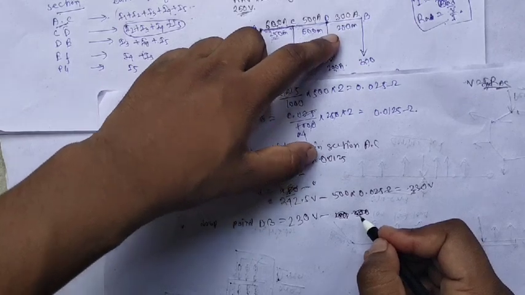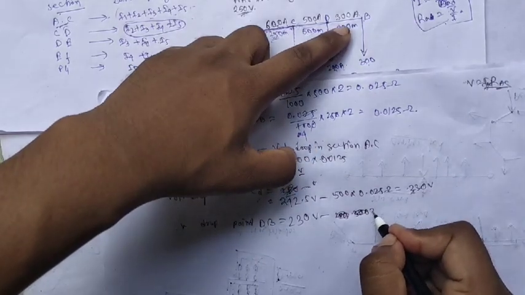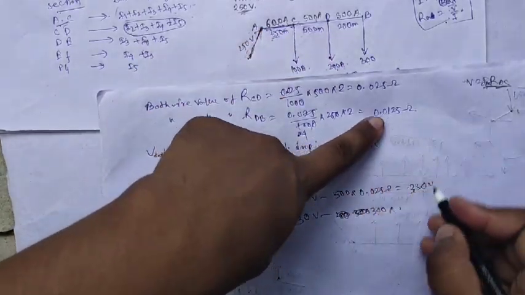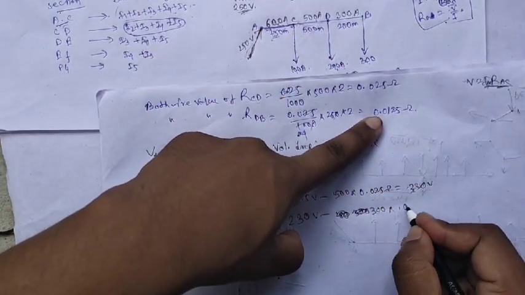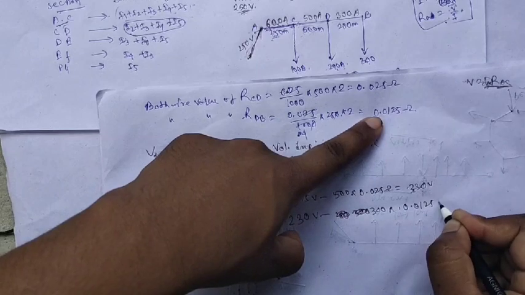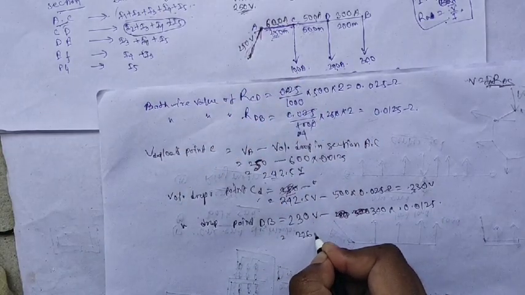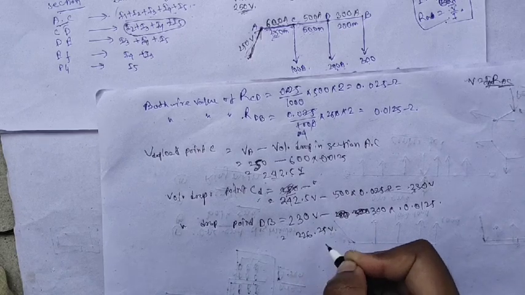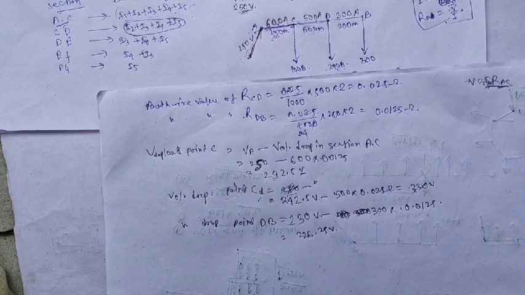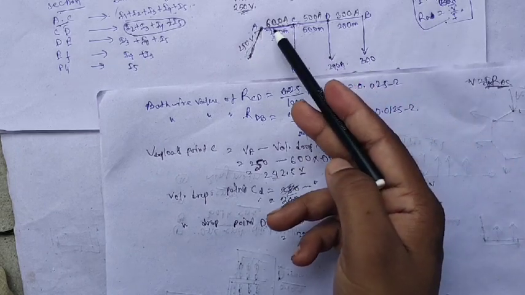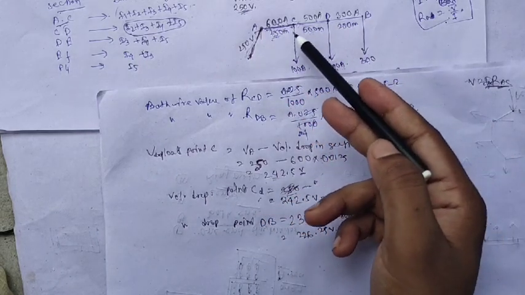230 volt minus this drop, that means IR, that means 300 ampere current, and the drop, that means this one, 0.0125. So how much is this? This is 226.25 volt.